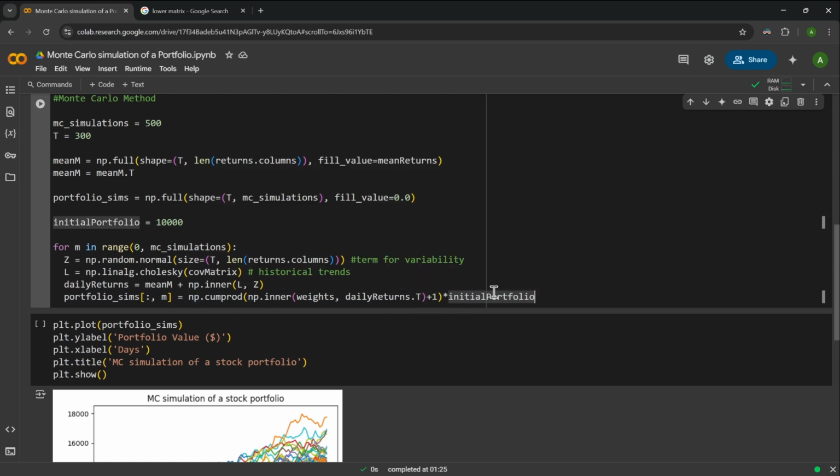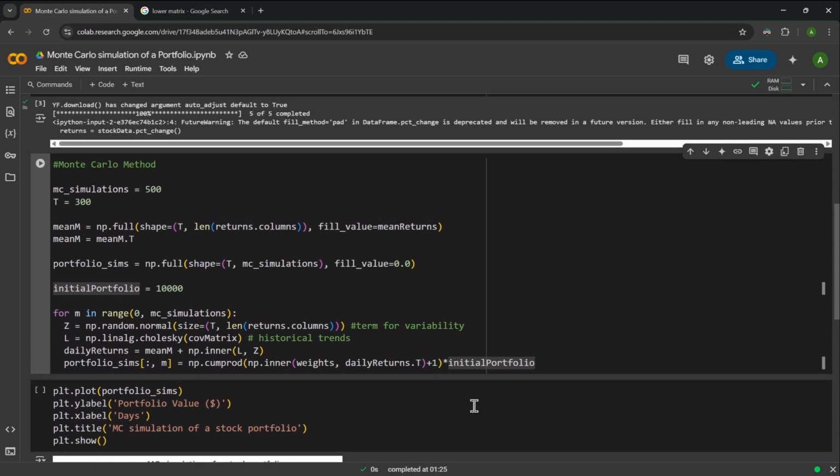What we're trying to do here is add the total value of the portfolio at the end of the day. So this plus one is, let's say the daily return is between 0 and 1, and the plus one is to indicate it in absolute percent, not relative percent, like not 5%, but like 105%. And we multiply it with the initial portfolio to get the total portfolio value after that particular day. So we do this 500 times for a span of the next 300 days, and we store it in portfolio sims. And then, let me just run this.